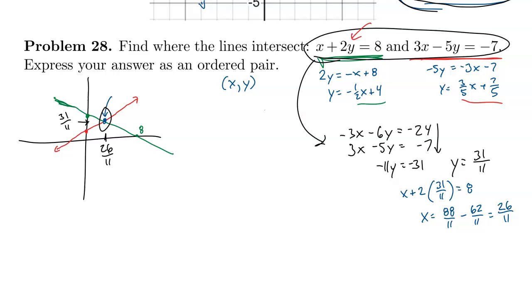So a little bit closer to 2 than to 3. And putting those together into an ordered pair is how I'd like to express my solution. 26 over 11, comma 31 over 11.